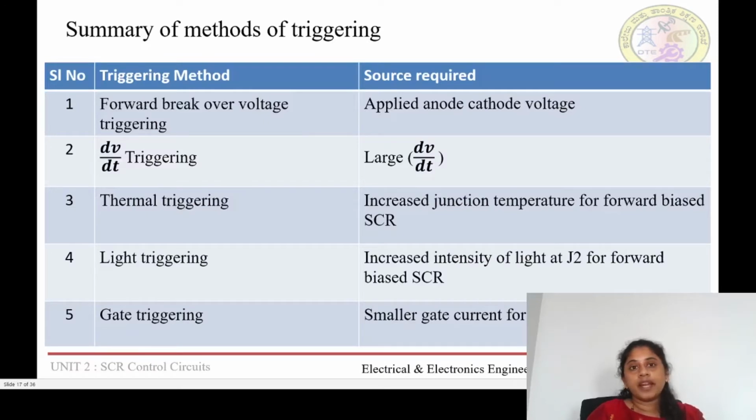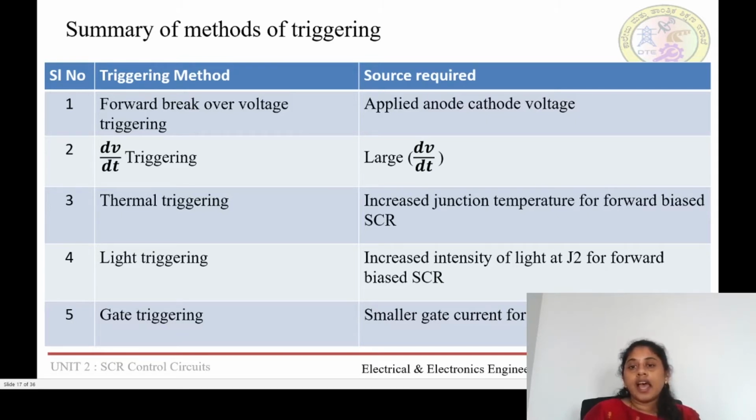Now let us summarize the methods of triggering. There are totally 5 methods. The first method is forward breakover voltage triggering. Here we apply an anode cathode voltage across the SCR. If we keep on increasing the anode cathode voltage, at one point of time, once this voltage reaches the rated breakover voltage, the SCR is triggered. The main point to note here is that for turning on the SCR, the anode cathode voltage should be greater than or equal to the rated breakover voltage. In the second method, that is dV by dt triggering, we need a large dV by dt.